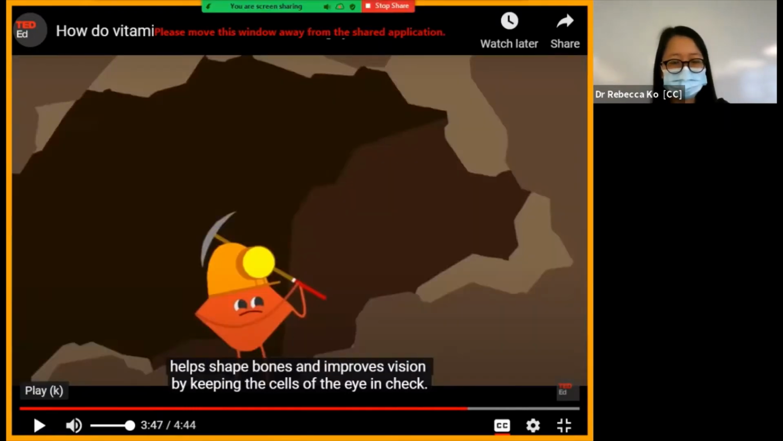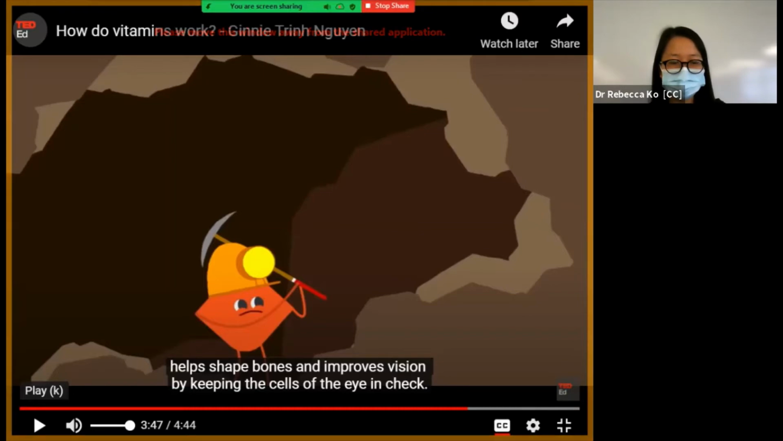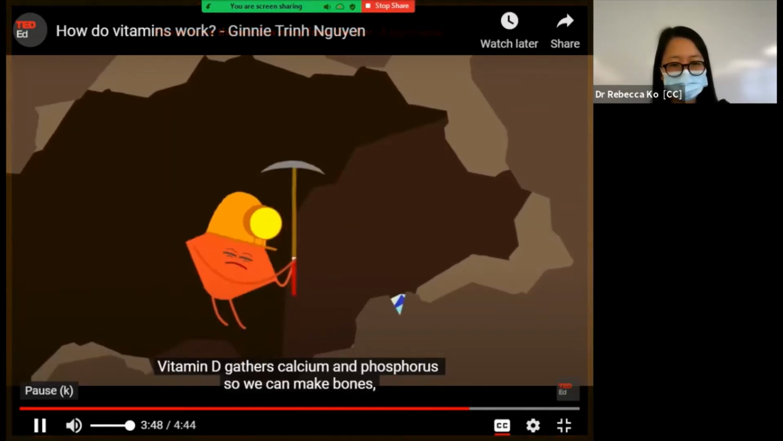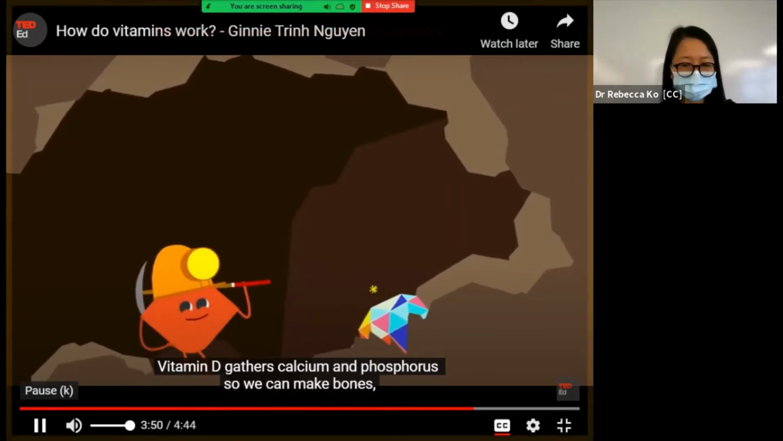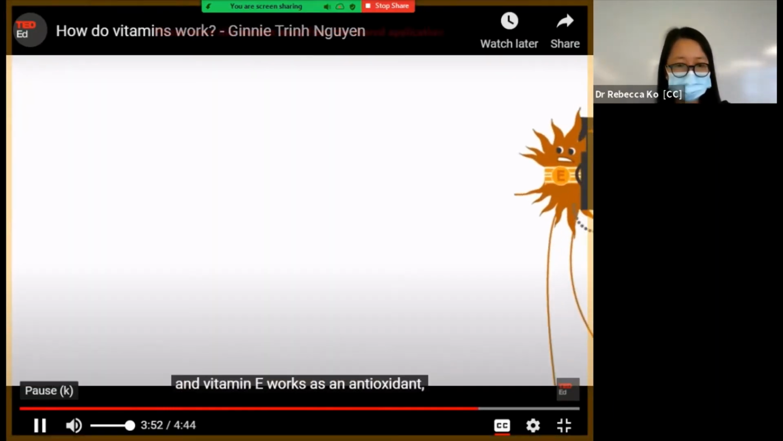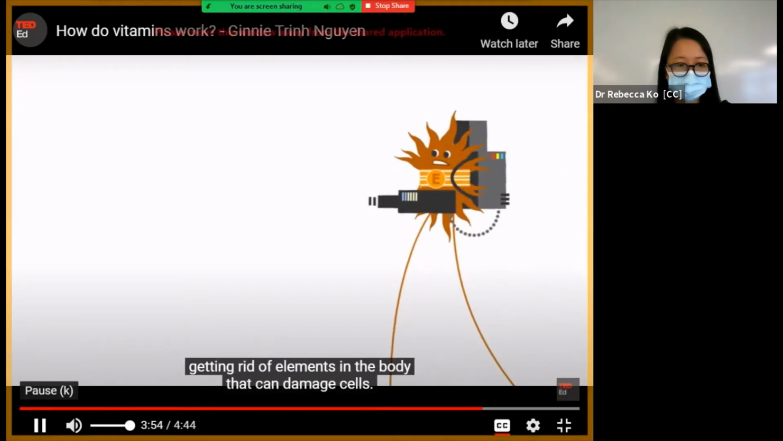Yeah, today we will take a look at vitamin A and its function, right? Do you still remember? And for the question, I think you know some of them. Vitamin D gathers calcium and phosphorus so we can make bones. And vitamin E works as an antioxidant, getting rid of elements in the body that can damage cells.